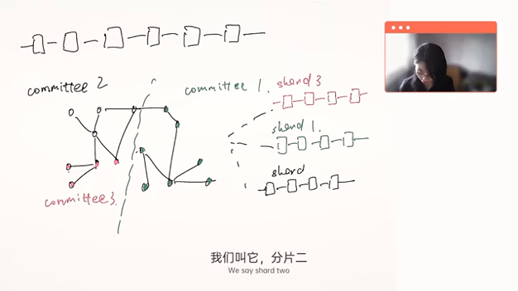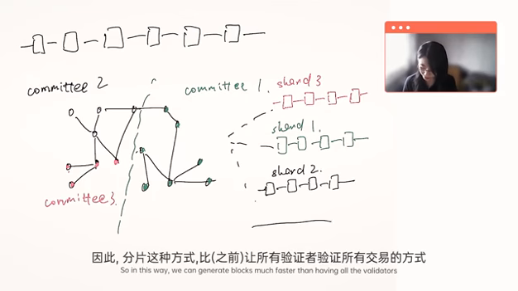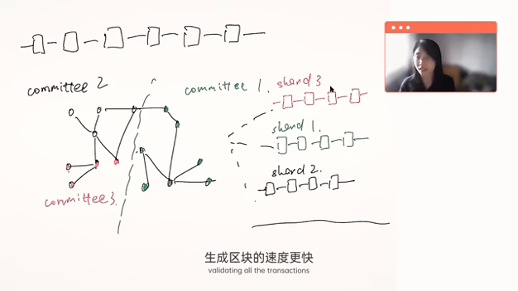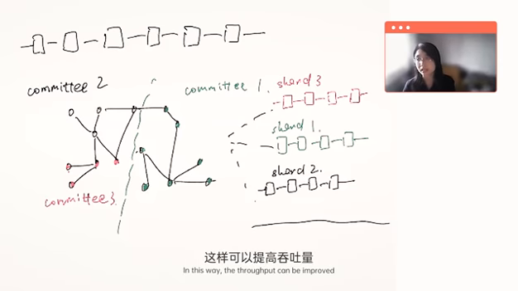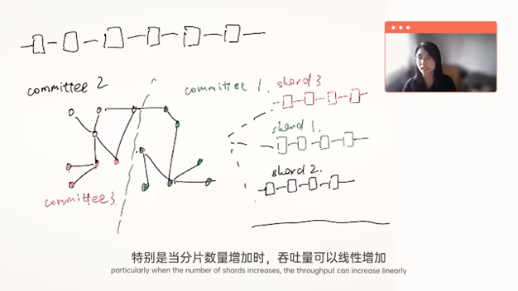We say shard 2. So in this way, we can generate blocks much faster than having all the validators validating all the transactions. That is what we call the sharding techniques. When congestion occurs, the different business requests can be spread over different shards through the sharding techniques. In this way, the throughputs can be improved. Particularly when the number of shards increases, the throughput can increase linearly.